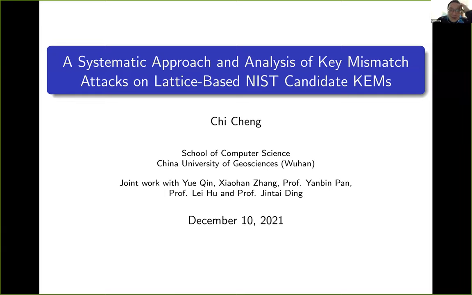Thanks. Sorry, everyone. I will be as quick as I can. So my topic is a systematic approach and analysis of key mismatch attacks on lattice-based NIST candidate KEMs. This is joint work with my master student Qing Yue, Zhang Xiaohan, Professor Pan Yanbin, Professor Hu Lei, and Professor Jintai Ding. Please go to the next slide.